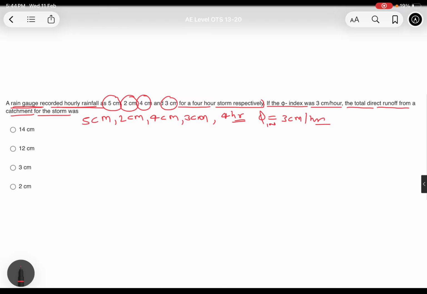So intensity of rainfall for second and third hours is 2 centimeter and 3 centimeter. So 3 centimeter per hour is less than or equal to the phi index respectively. So it is not required to consider those amounts of rainfall during phi index. So we calculate this. Total precipitation is 5 plus 4 equals 9 centimeter. That is the total precipitation.